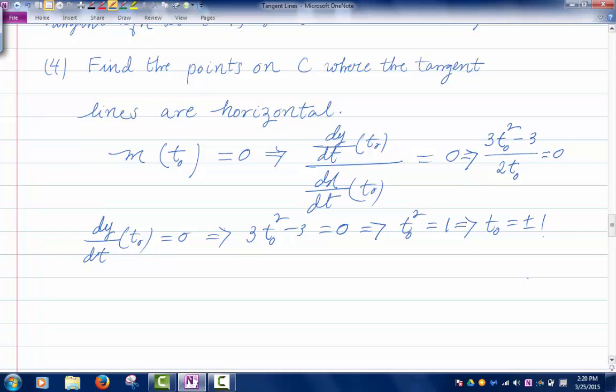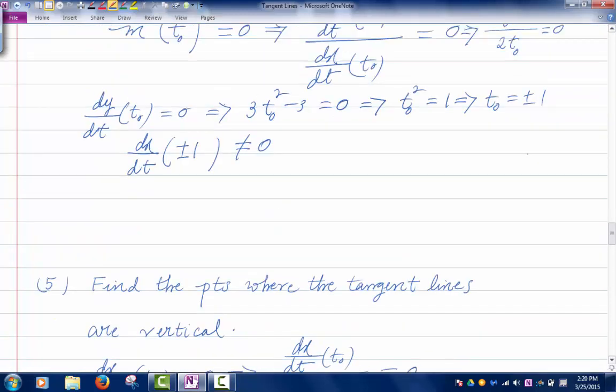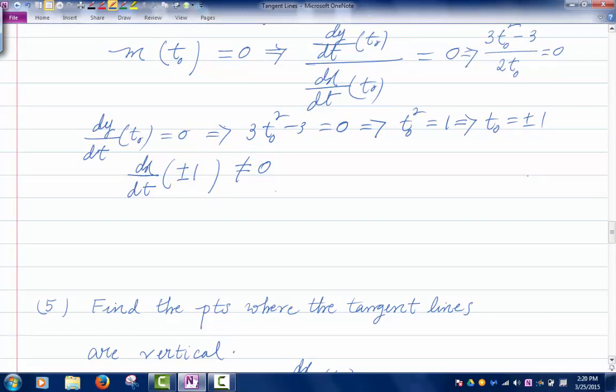Now, let's make sure that the denominator doesn't vanish at those values of t0. So if I look at dx dt at plus or minus 1, notice that I am not getting 0. Okay? So now I know that for t0 equals to minus 1 and t0 equals to 1, for these two values of t, I get horizontal slopes, right?